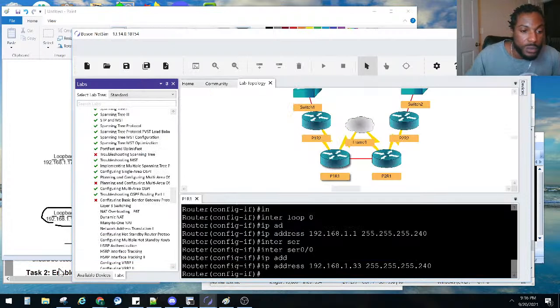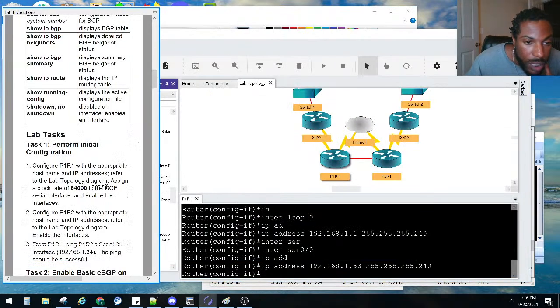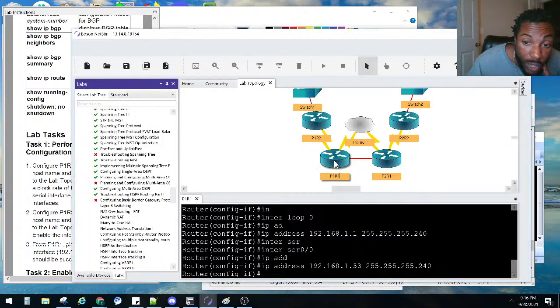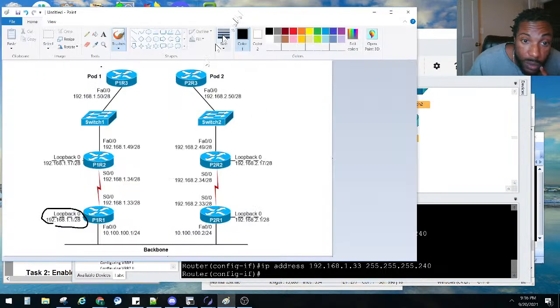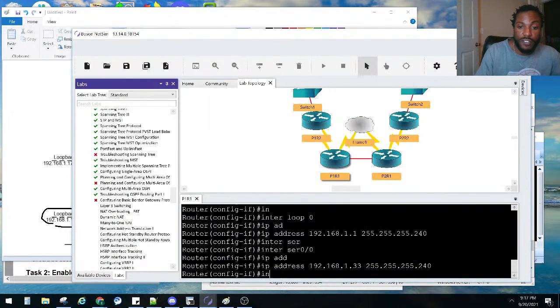What else did they want us to do? Assign a clock rate of 64,000 to the DCE serial interface. Enable the interfaces. So remember, we got to do a clock rate for serial. So we got a serial interface over here, and they want us to do the clocking on this side, and that's for this guy right here, right? So let's do clocking. I remember how to do that, right? Let's go to interface serial.